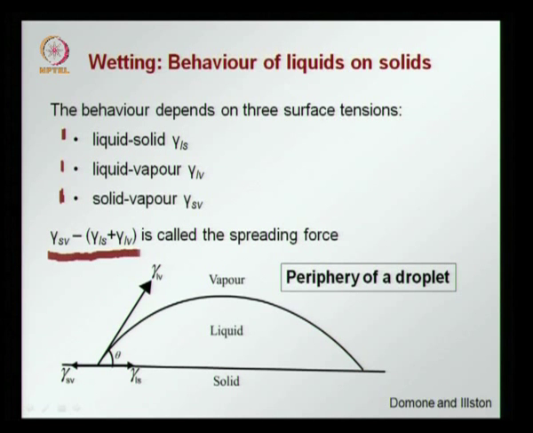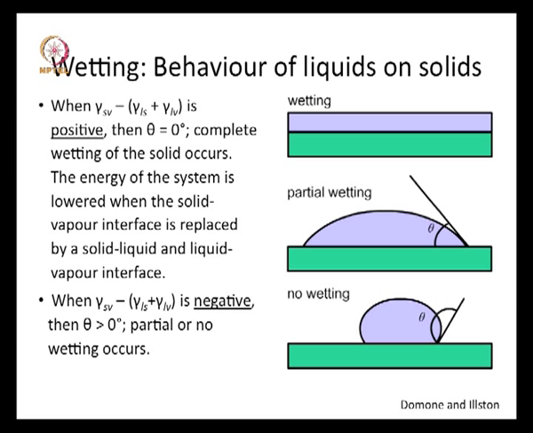This quantity, which is the difference between gamma SV, the solid vapor surface tension, and the sum of the liquid solid surface tension and the liquid vapor surface tension, is called the spreading force. So if this value given here is positive, then the liquid spreads out. If it is negative, then instead of spreading we have a droplet. So here we have these different cases. When gamma SV minus the sum of gamma LS and gamma LV is positive, that means the spreading force is high, then we have theta, which is the angle of wetting, equal to 0. So a surface is completely wet, complete wetting of the solid surface occurs.